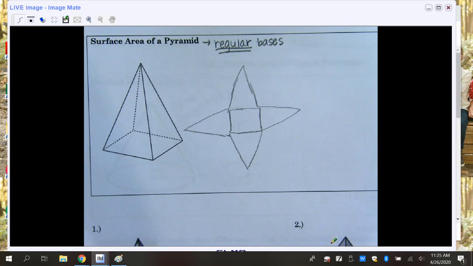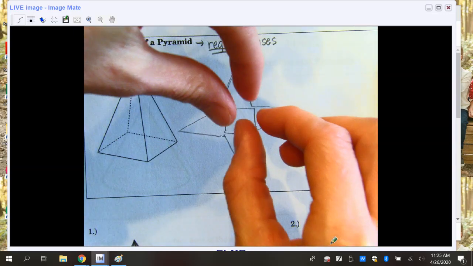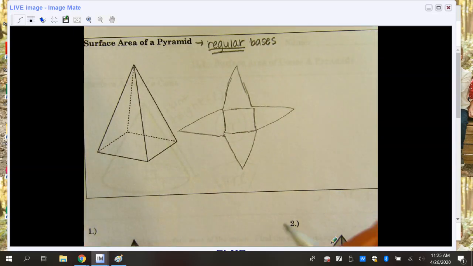I know you guys, I'm not an artist at all. So if I were to take all of these triangles and bend them up, that's how the pyramid would be formed.